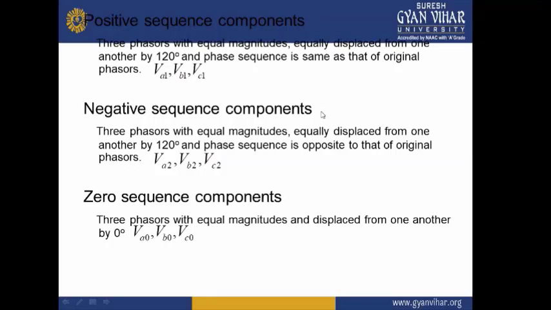That means if I am writing for the voltage phasor, it will be VA0, VB0, and VC0, where VA0 is the zero sequence component for phase A, VB0 is the zero sequence component for phase B, and VC0 is the zero sequence component for phase C. Similarly, for the negative and positive sequence components: VA2 is the negative sequence component for phase A, VB2 for phase B, and VC2 for phase C. Similarly, VA1 is the positive sequence component for phase A, VB1 for phase B, and VC1 for phase C.